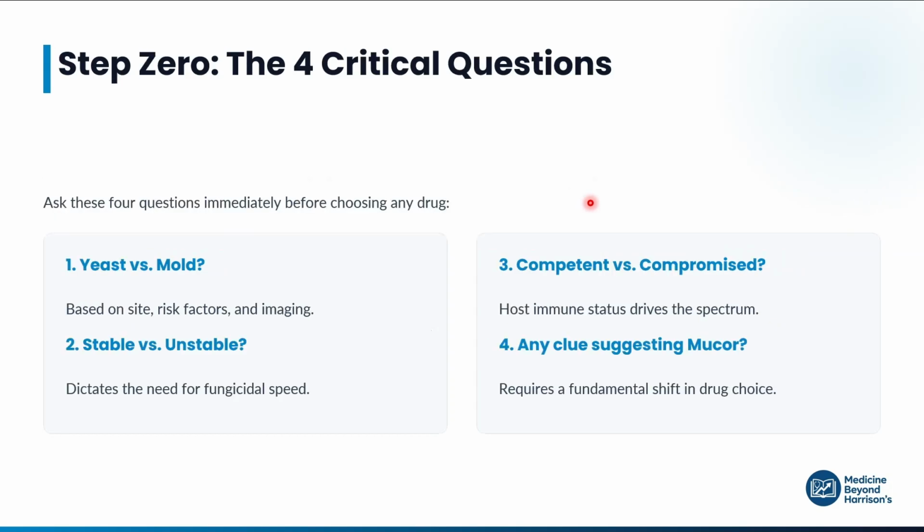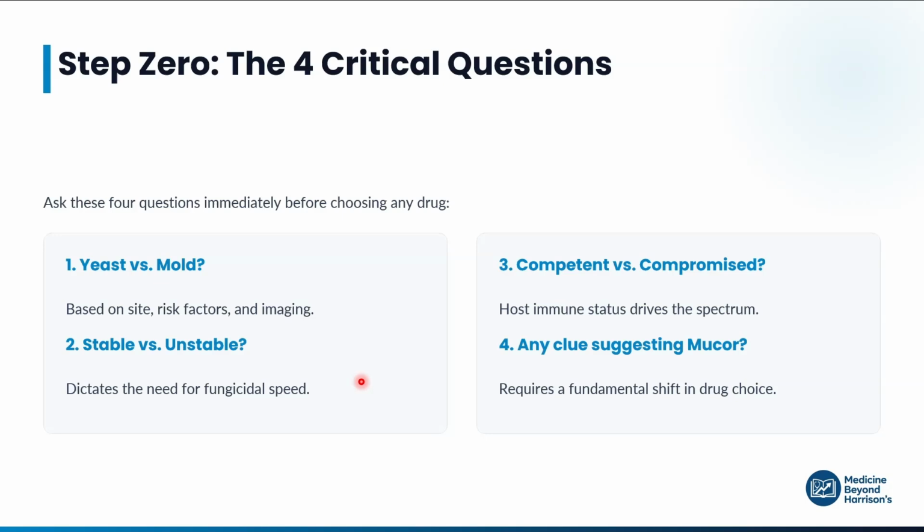Step zero: the four critical questions that you need to ask before choosing any antifungal therapy. First, whether it is a yeast or mold that you are targeting. Based on the site, risk factors, and imaging, you can identify whether it can be a yeast or a mold. Second, whether the patient is stable or unstable dictates the need for fungicidal speed, so whether you want to use a fungistatic or fungicidal drug depends on this.